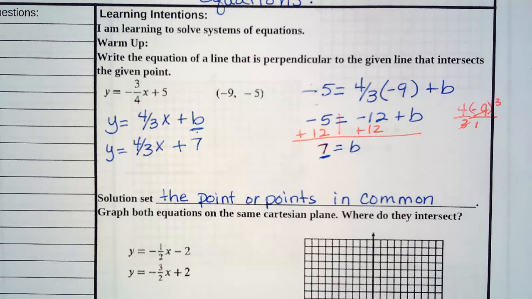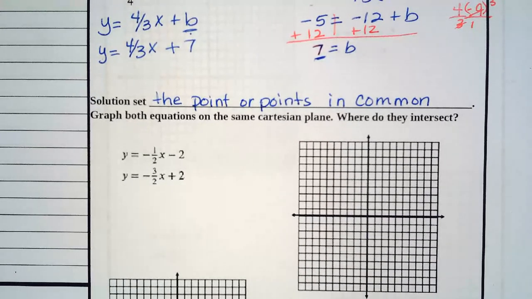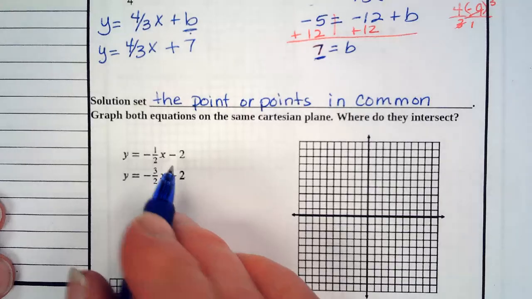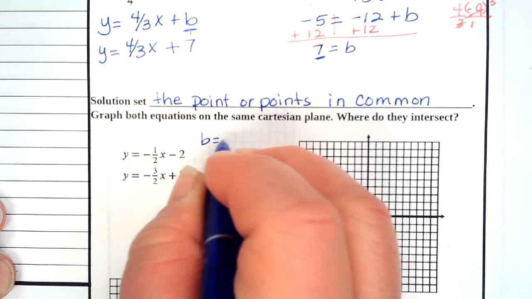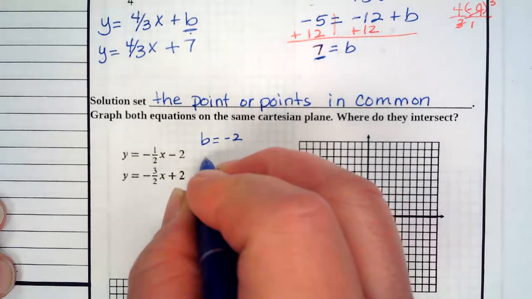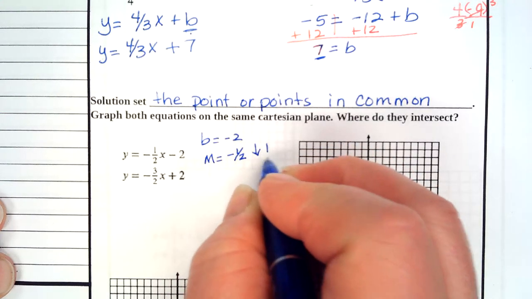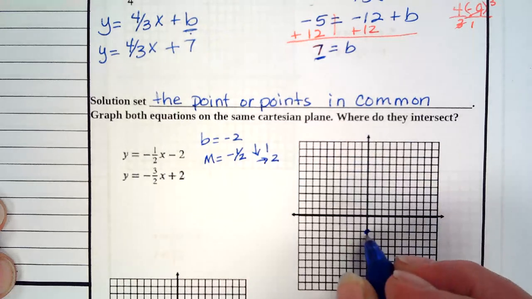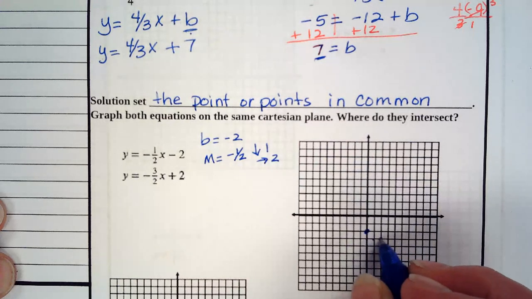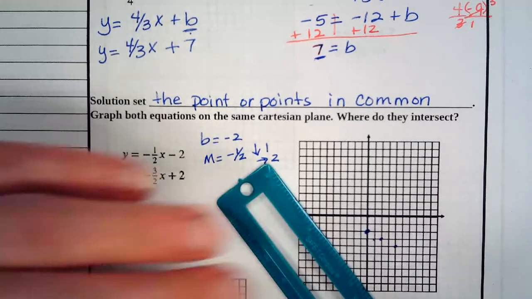So hopefully you remember how to graph, because the first part of learning to solve systems of linear equations is by graphing. So on the first one, where do I begin? B is -2. I'm going here, 1, 2. How do I move? -1/2, which is down 1, right 2. Down 1, right 1, 2. Okay, now we will draw the line.